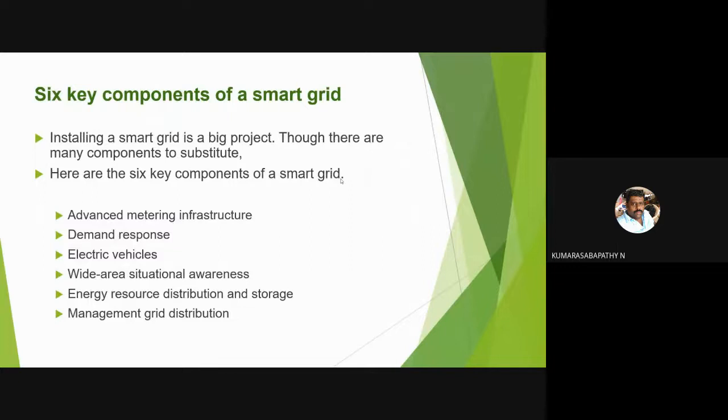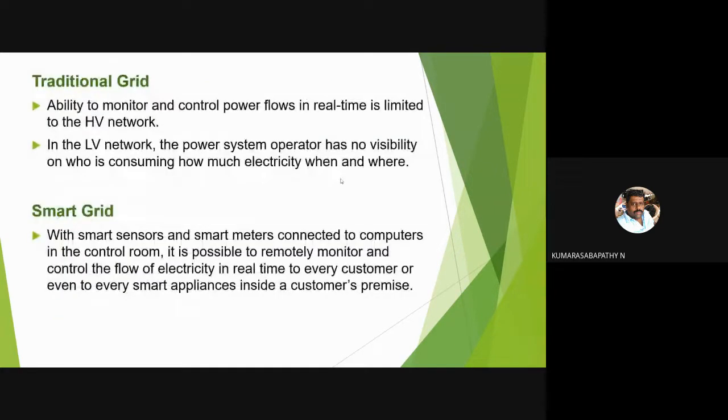So there are six components of a smart grid. The first one is advanced metering infrastructure, then demand response, electric vehicles, wide area situational awareness, energy resources distribution and storage management, and grid distribution. So installing a smart grid is a big project, and by using these six features, we can achieve it.